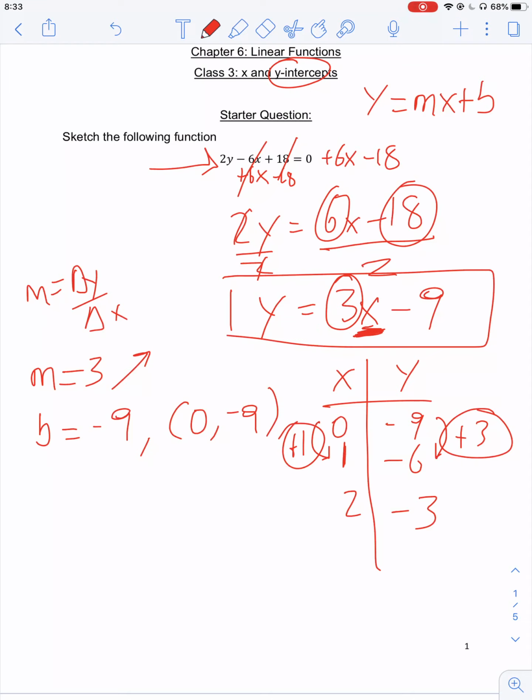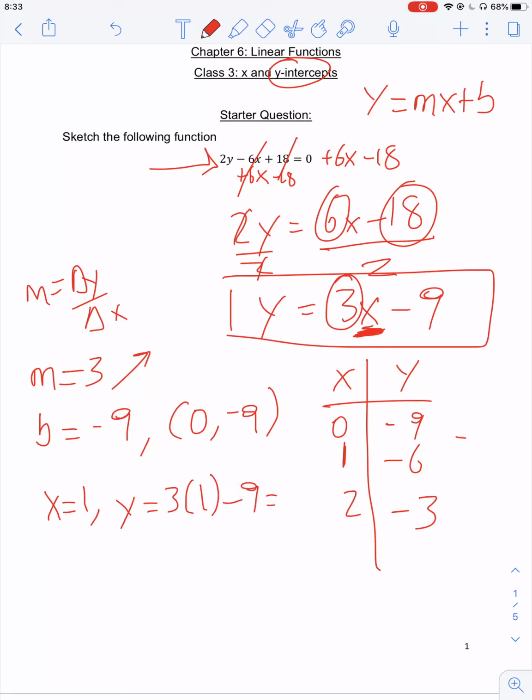You can find those values by using this technique. But the best way, in my opinion, is to just plug in the values in your function. So let me just do one of them. When x is equal to 1, you can find your y value by replacing x by 1. And when you work this out, you're going to get minus 6. Okay, so this is how I got those values.